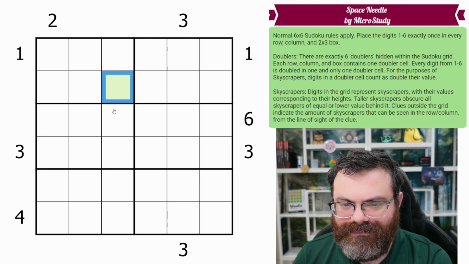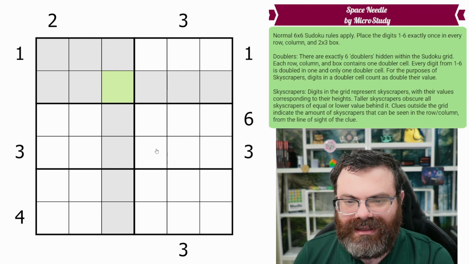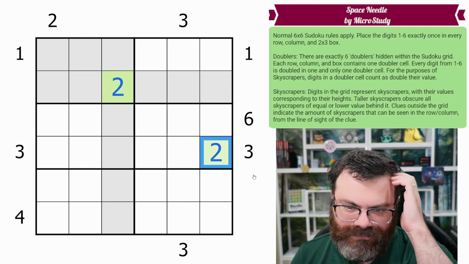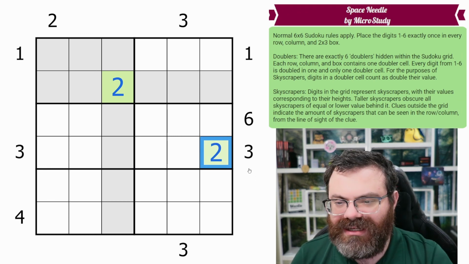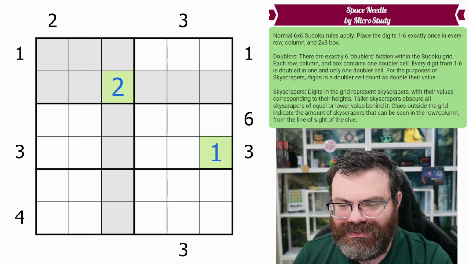So if I have a doubler here, then the rest of the column, the rest of the row, and the rest of the box may not be a doubler. I'll use gray to denote that. Also, let's say we put a 2 in that doubler. It means that we can't have another doubler with a 2 in it, no matter where it is. We only have 6 doublers, and we need each digit to be doubled once. So we could put a 1 there, for example, but not the 2.